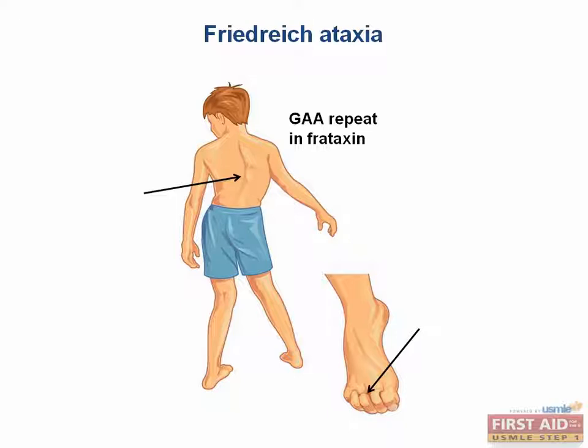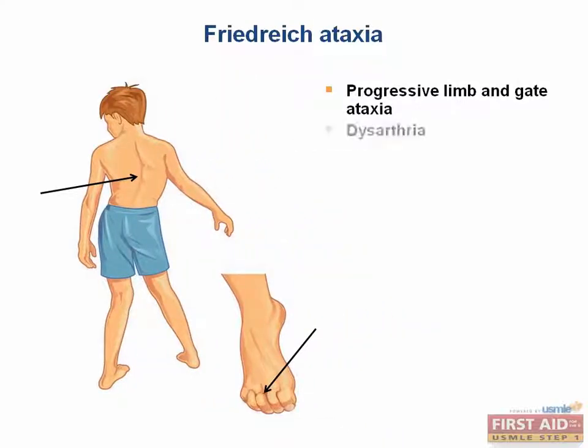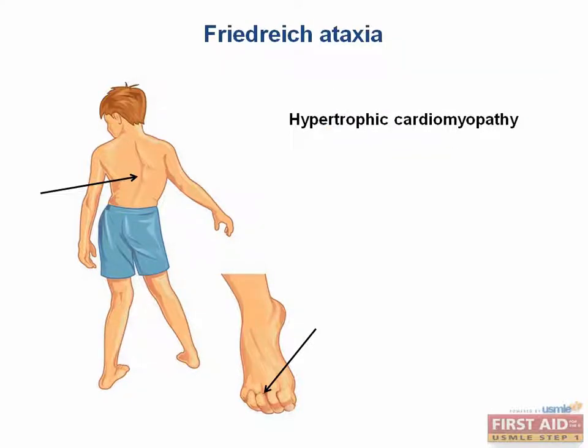Cardinal symptoms of Friedreich ataxia include progressive limb and gait ataxia, dysarthria, loss of joint position and vibration sense, and hyporeflexia. So what do these patients most commonly die of? Well, the gene mutation also causes a hypertrophic cardiomyopathy, and this is actually the most common cause of death in these patients. Now, as I mentioned above, they may have other bony deformities like pes cavus in the foot or kyphoscoliosis that present early in childhood.